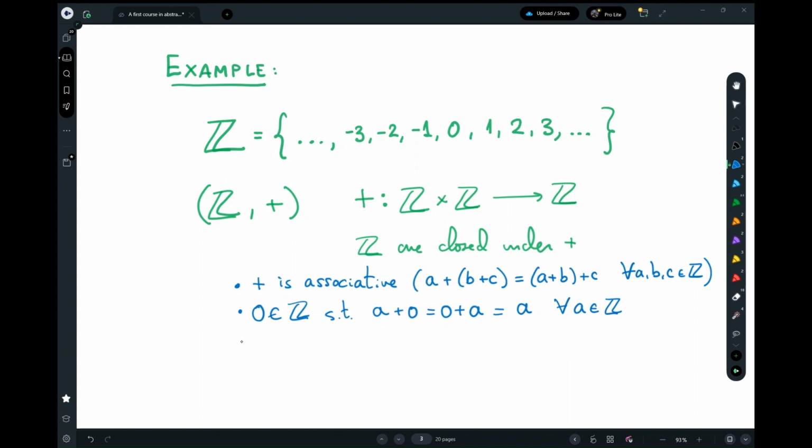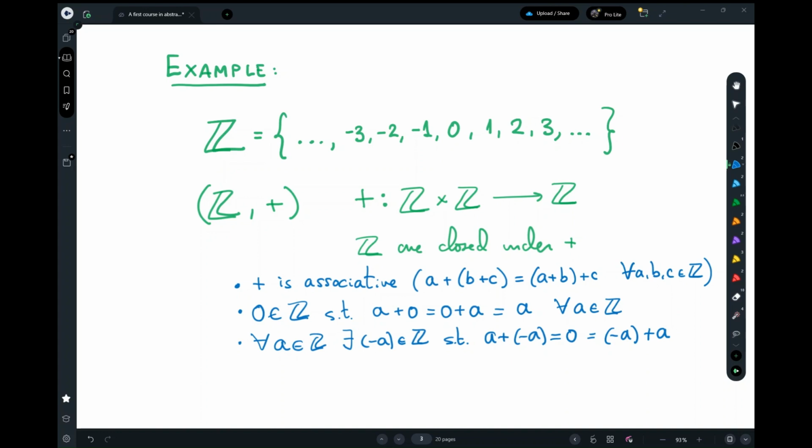It also has the property that there are inverses. There are additive inverses. So for every integer, there is some other integer that when we add them up, we get 0. That's sort of a defining property of the integers themselves. So for every integer a, there is another integer which we call minus a, such that when we add them together, we get 0. And if we add them in the other order, we also get 0.